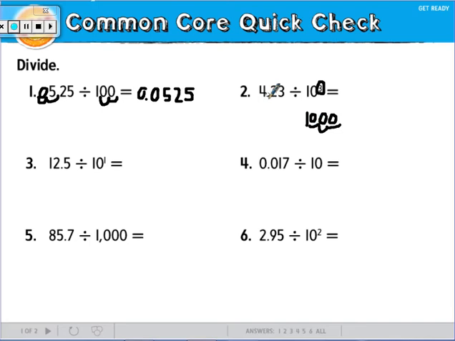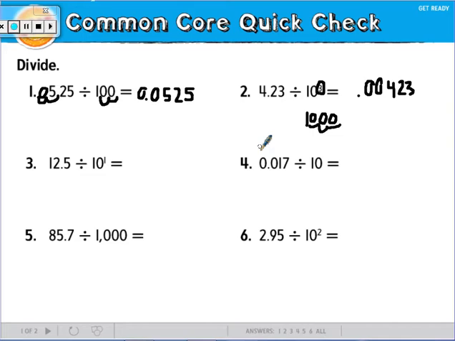So how many times do I have to move my decimal? 3 times. So if I move it once, it takes care of the 4, so I need to add 2 zeros. So there's my decimal, 2 zeros, and then, so this is 423 hundred thousandths. 423 hundred thousandths. Okay? So just like that.